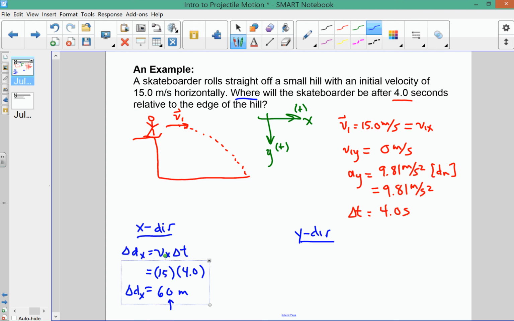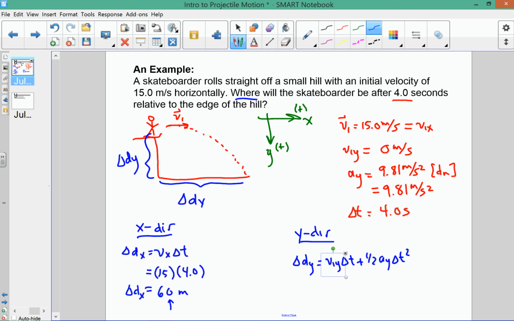And I'm going to draw a little arrow just so I remember that that's 2 significant figures for later. Okay, now the y direction. So I already know that this, delta dx, is 60 meters. But now I want to know, what is this, delta dy? Since I'm given initial velocity in the y direction, acceleration in the y direction, and time, the equation that I want to use, so I can do this in one nice step, is this. So if you look at that equation, the only thing I don't know is displacement in the y direction, which is exactly what I want to find.